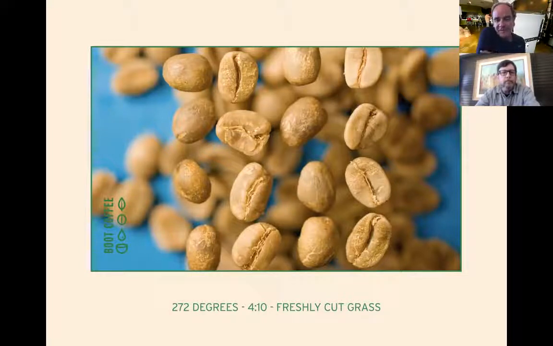So this freshly cut grass smell, which starts actually a bit before this point that we indicate in the photos, is very noticeable at this stage, where we are looking at a bean temperature approximately of 272 Fahrenheit. Marcus, what is the Celsius conversion? Yeah, I typed that into the chat for everyone too. It's about 133, 134 Celsius.